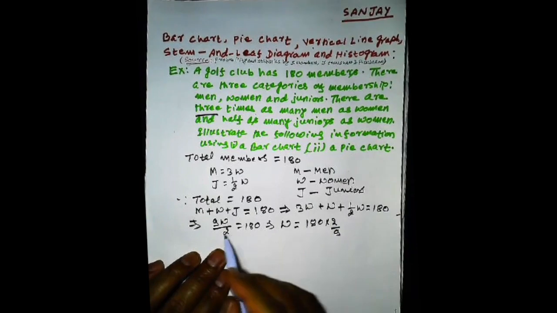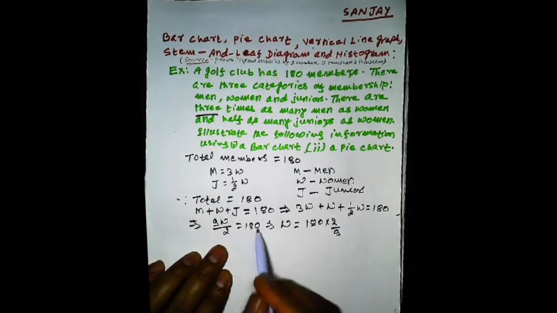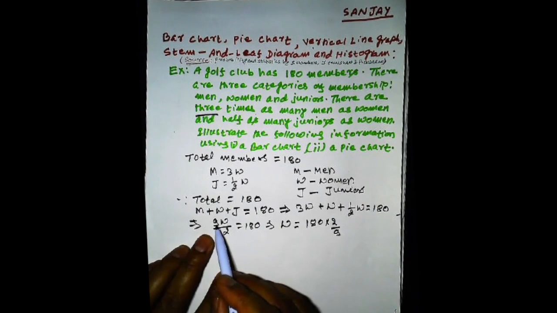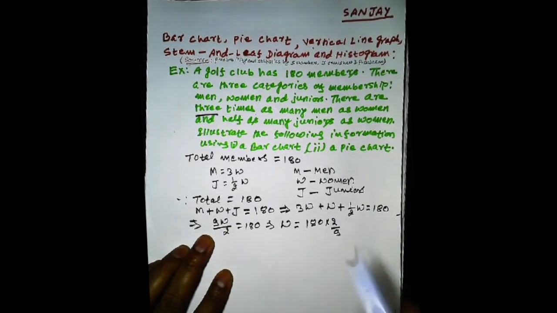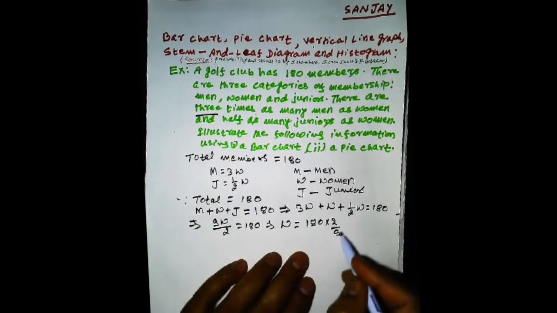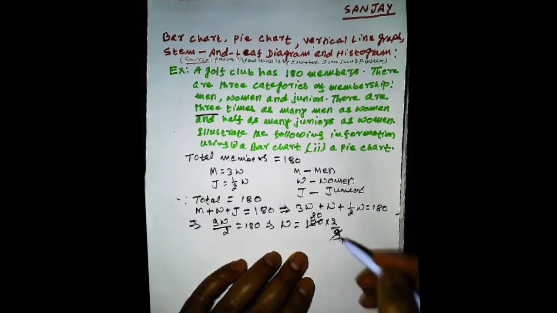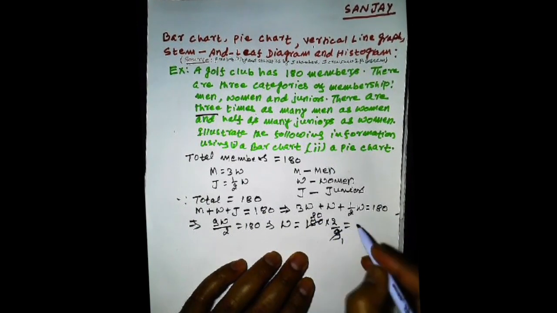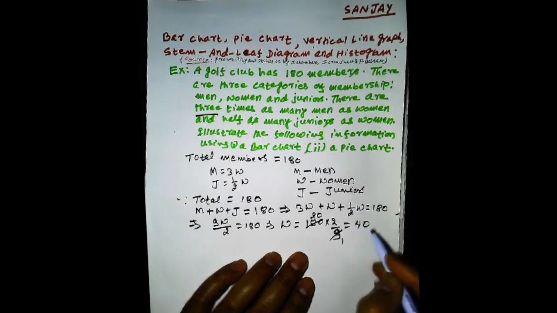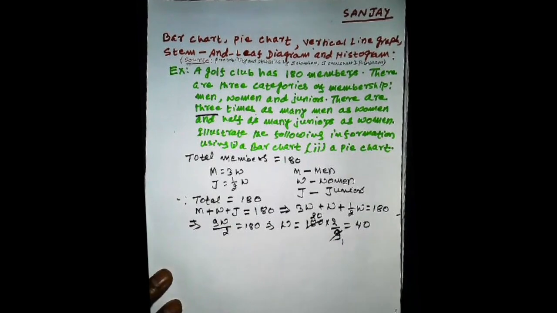When you transpose this to the right, what is divided here gets multiplied, and the 9 is divided. When you transpose this to the other side, it is going to be divided. So 9 ones are 9 and 9 twos are 18, and for 0 this is 20. So 20 twos are 40. So number of women are 40.